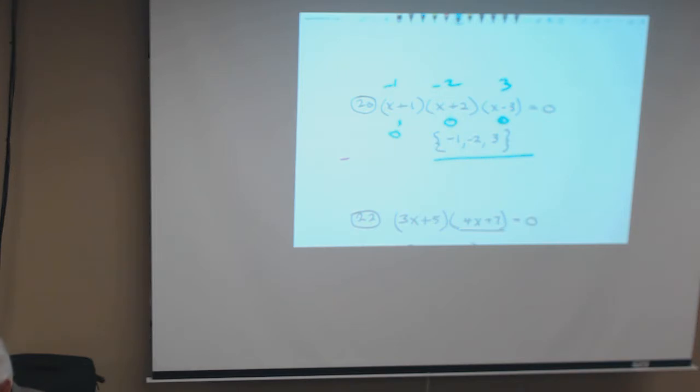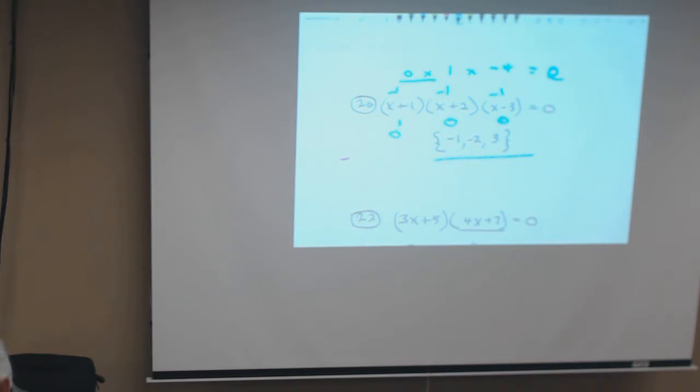You go, well, yeah, but watch what happens. Somebody says, now that I've got my 3 solutions, if you put negative 1 in here, and here, and here, you get 0 times 1 times negative 4. You go, does that equal 0? You say, what's 1 times negative 4? It's negative 4. Right. And what's negative 4 times 0?